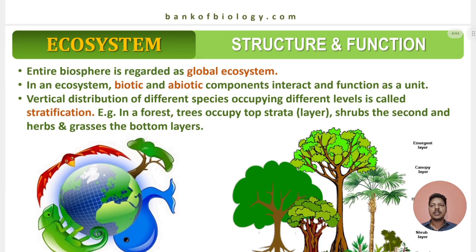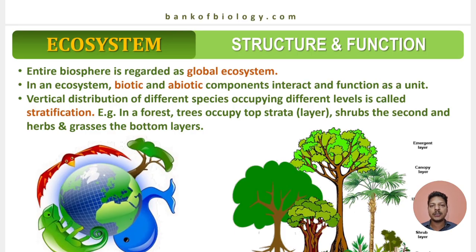Let's see the structure and function of ecosystem. The entire biosphere is regarded as the global ecosystem. That is, our Earth is a global ecosystem. In an ecosystem, biotic and abiotic, meaning all the living and non-living components, interact and function as a unit.